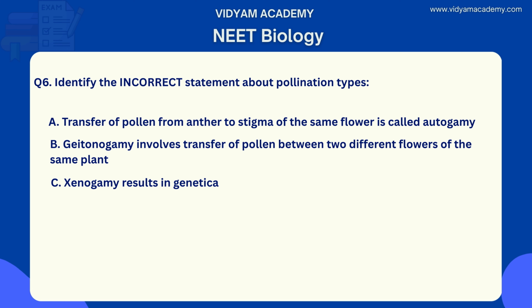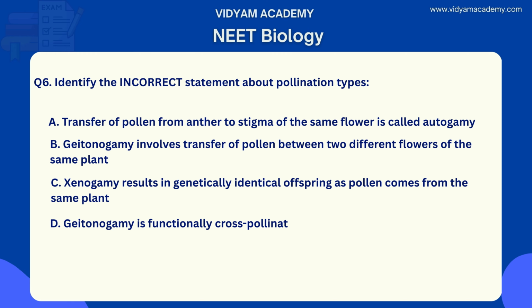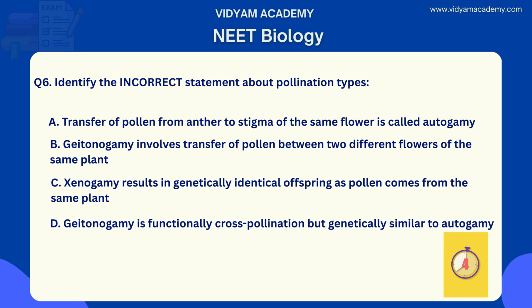Option C, xenogamy results in genetically identical offspring as the pollen comes from the same plant. Option D, geitonogamy is functionally cross-pollination but genetically similar to autogamy. What is the answer? Would you guess? Your time starts now.